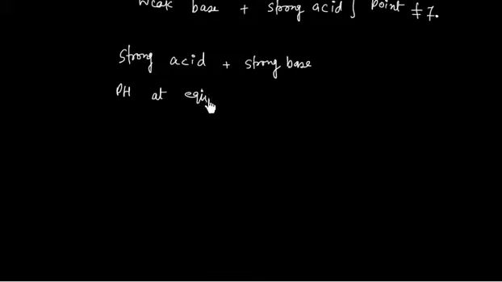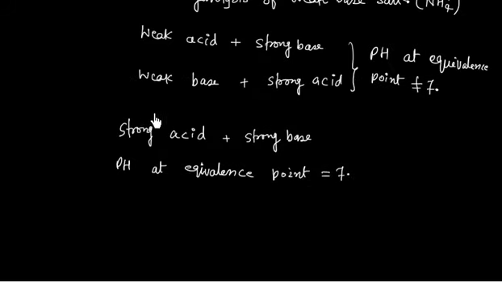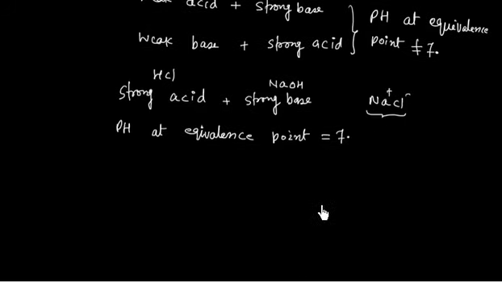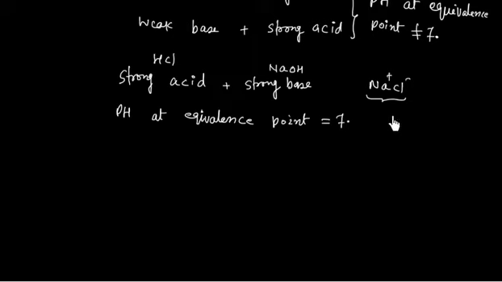pH at equivalence point is equal to 7, and this is because in these cases, let us say the strong acid is HCl and the strong base is NaOH. In this case the salt formed is Na plus Cl minus. Neither Na plus hydrolyzes the water nor Cl minus hydrolyzes the water. So in case of a strong acid and a strong base, no hydrolysis occurs. No hydrolysis, so pH remains 7.